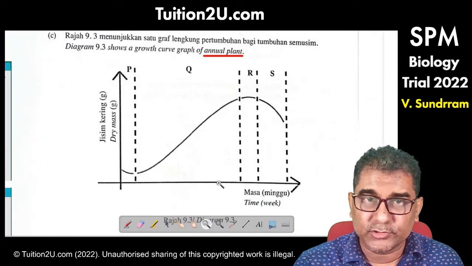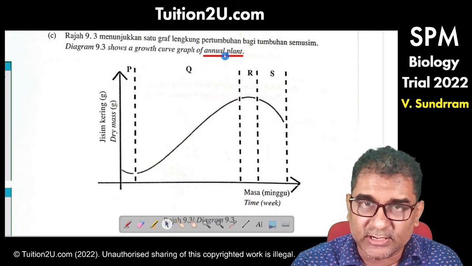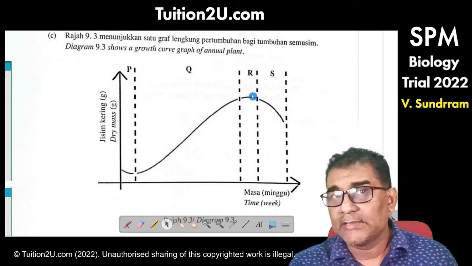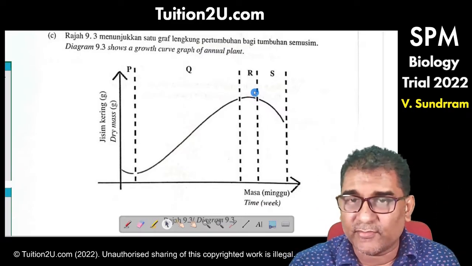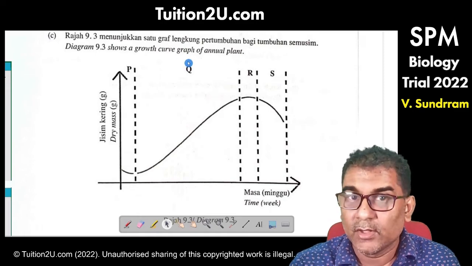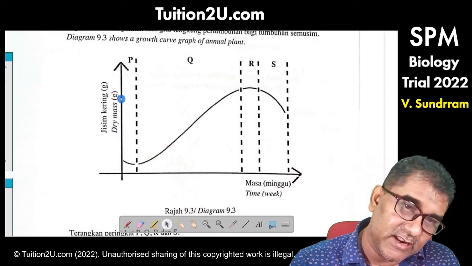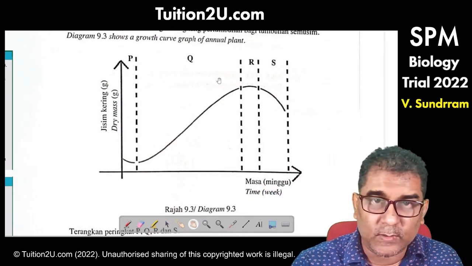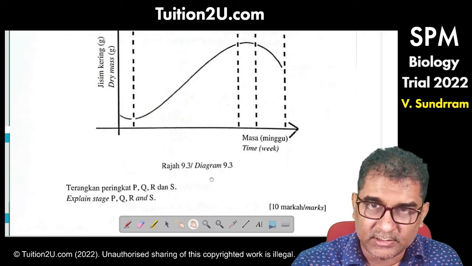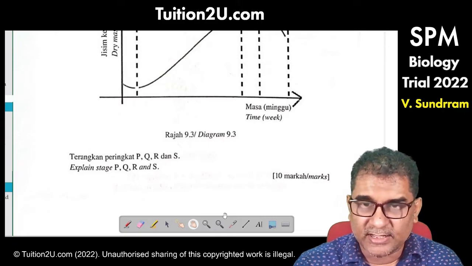Diagram 9.3 shows a growth curve of an annual plant. So they already asked you biennial. They already asked you perennial. So now we have a question. Growth curve of an annual plant. And they mention it's in dry mass, it's in week, and they divide into 1, 2, 3, 4. Okay, there is 4. Describe the stages P, Q, R, S.